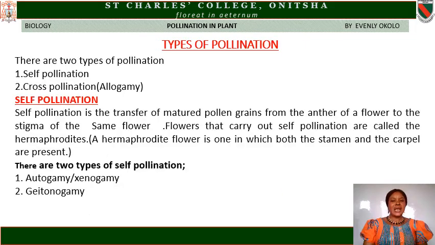Let us discuss types of pollination. There are 2 types of pollination. 1. Self-pollination. 2. Cross-pollination or allogamy.